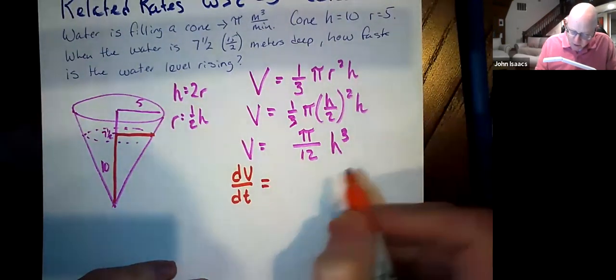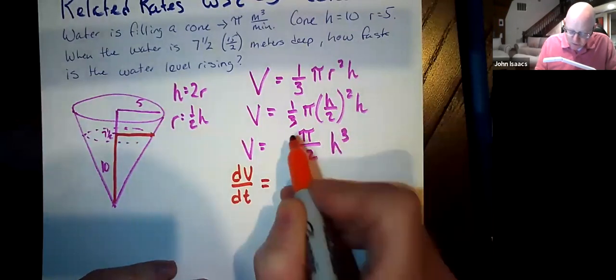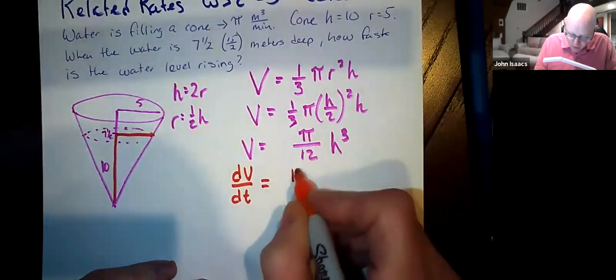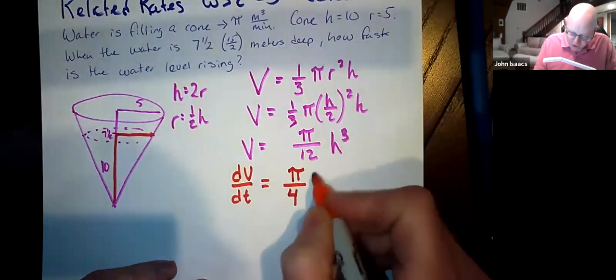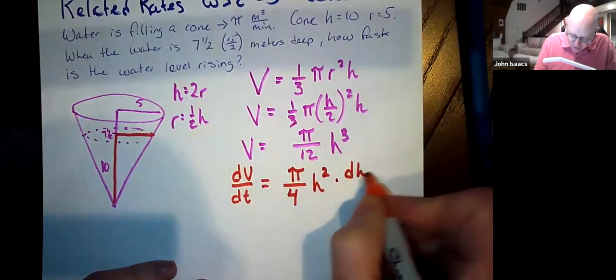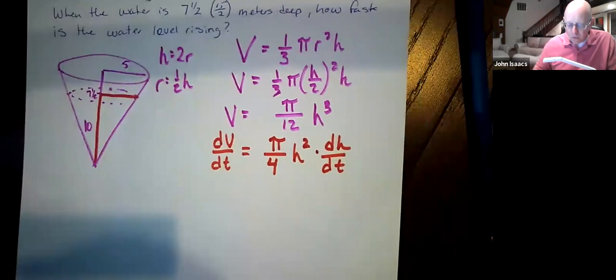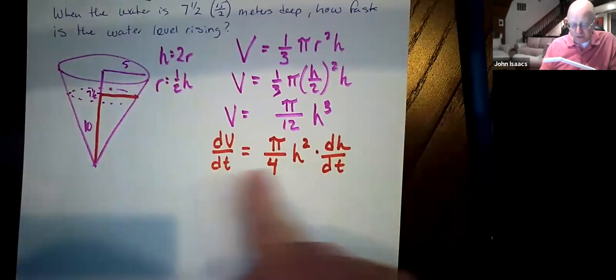dV/dt, let's see, this looks like the power rule. So we're going to multiply a 3 times this. We wind up with 3 pi over 12, or pi over 4, and then h squared, and then the derivative of the inside, following the chain rule, dH/dt. Now we have something where we're going to be able to solve for dH/dt if we can plug in the rest of the situations.